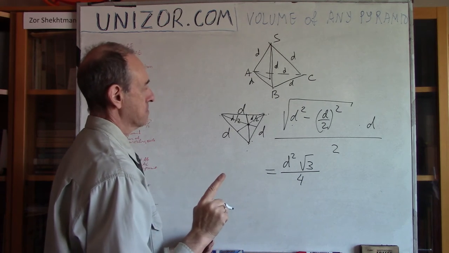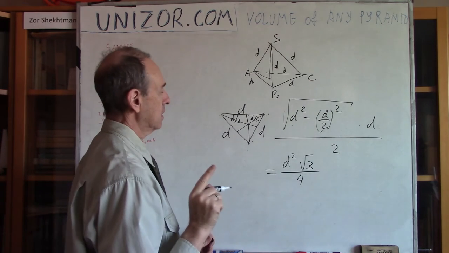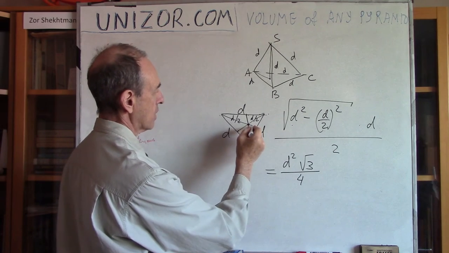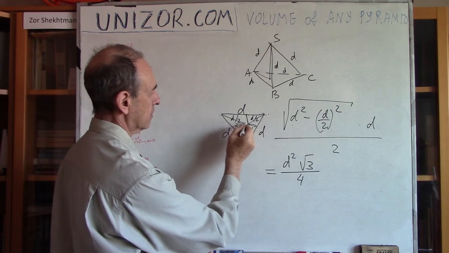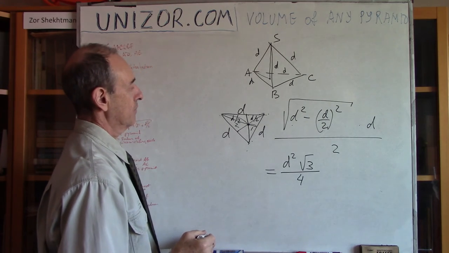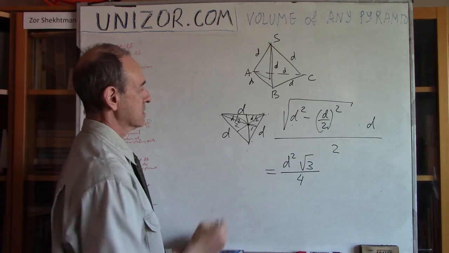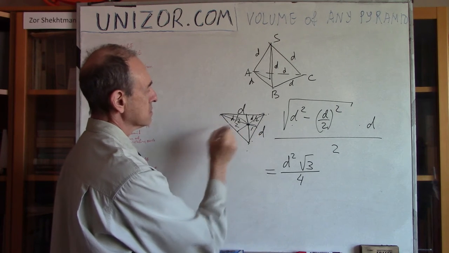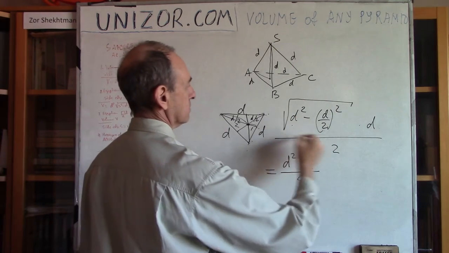Now we know that all medians are intersecting in the ratio of 1 to 2. So it's 1/3 here and 2/3 there. This is a very known property of medians in the triangle. So this is the equilateral triangle, so obviously it has the same thing. Now this is the altitude. So we are talking about 2/3 of the altitude. Now we know what altitude is, it's this one.